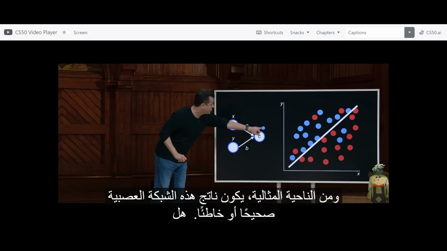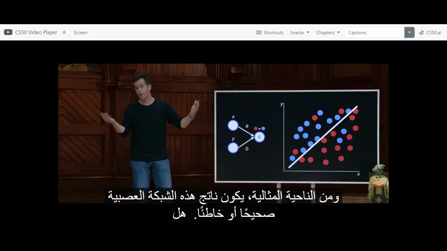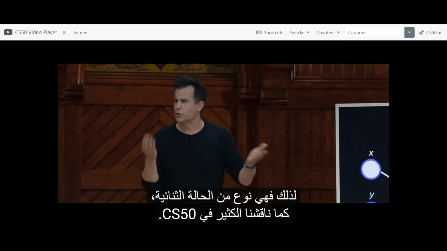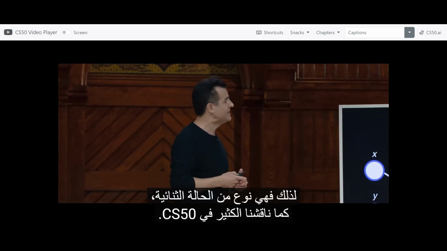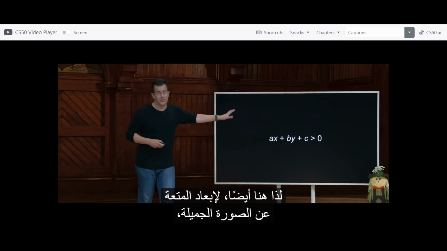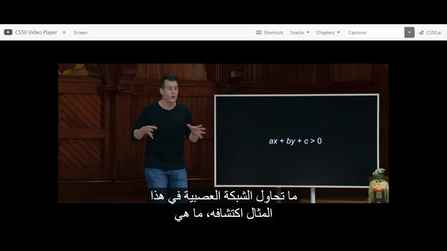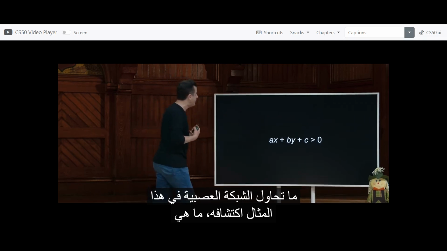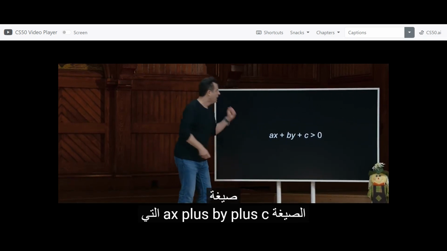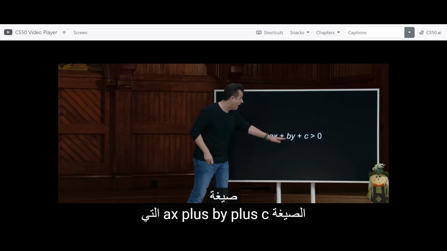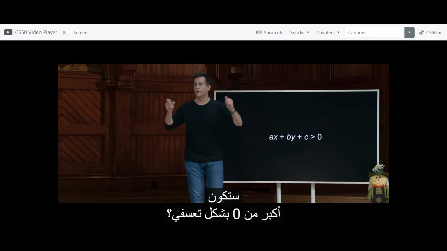And the output of this neural network ideally is just true or false. Is it red or blue? So it's sort of a binary state, as we discuss a lot in CS50. So here, too, to take the fun out of the pretty picture, it's really just like a high school math function. What the neural network in this example is trying to figure out is what formula of the form ax plus by plus c is going to be arbitrarily greater than 0.